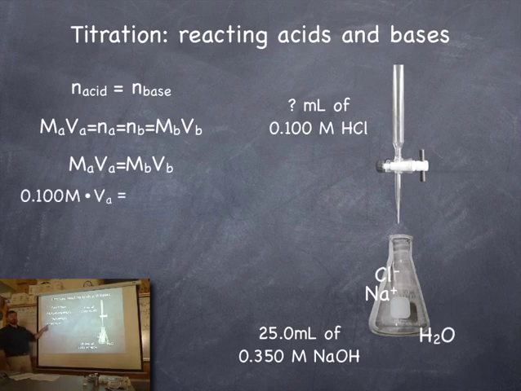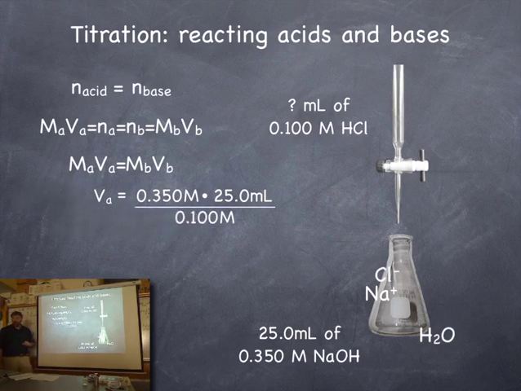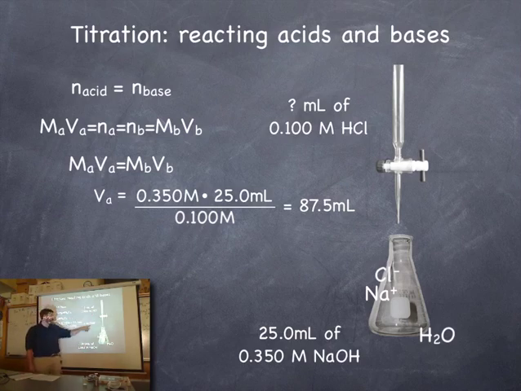Well, molarity times volume of acid equals molarity times volume of base. I plugged into the equation. Now it's a simple rearrangement. Move the molarity to the other side. Solve it out. So that's how much it would take to neutralize 25 milliliters of sodium hydroxide. If I wanted to neutralize 25 milliliters of 0.35 molar sodium hydroxide and I had 0.1 molar hydrochloric acid, I would need 87.5 milliliters.